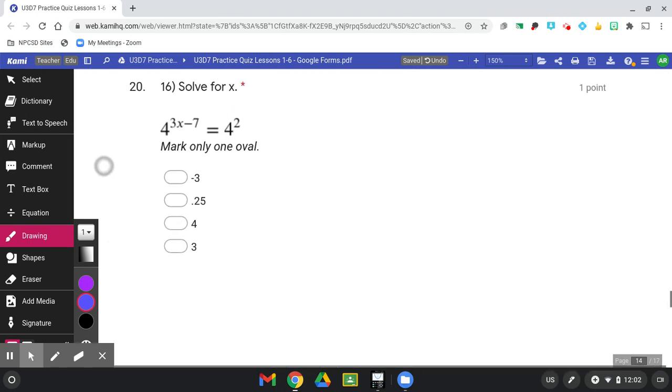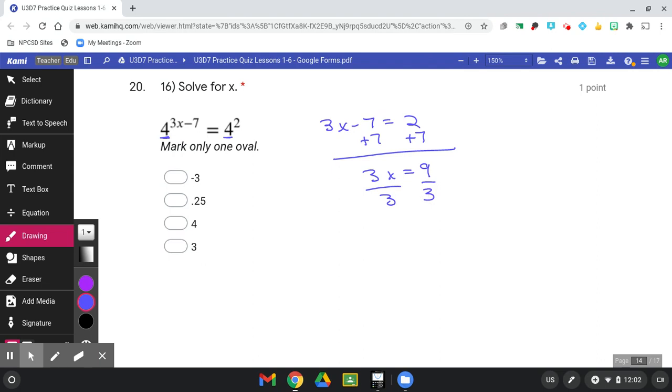All right. Solve for x. When I solve for x, since the bases are the same here, that means the exponents have to be equal to each other. So 3x minus 7 equals 2. Add 7 to both sides. I get 3x equals 9. Divide by 3, and I get x is equal to 3.